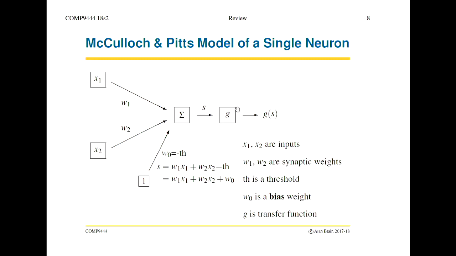And then we looked at mathematical simplifications of the neuron. So this was the McCulloch and Pitts model of the neuron.